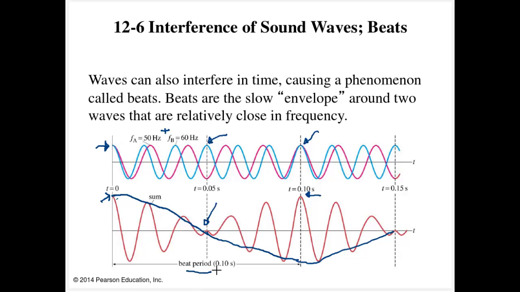With a beat period, we can write the beat frequency as simply being the difference in these two frequencies, so frequency 2 minus frequency 1, or 60 Hertz minus 50 Hertz, and we would get a beat frequency in this case of 10 Hertz. We can relate that to the beat period simply by saying that the beat period is 1 divided by the frequency, and we can see that the beat period is going to be 1/10 of a second.